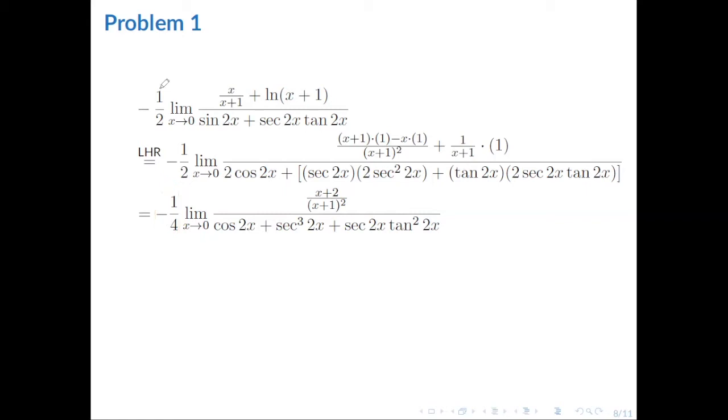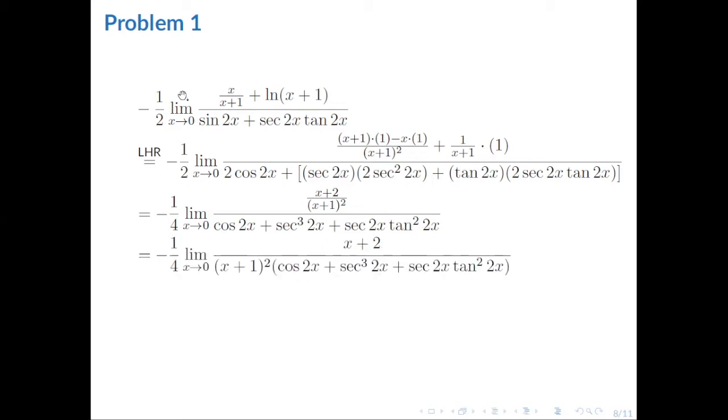So isi-simplify din natin yung numerator and denominator. By simplifying this, we get x plus 2 all over the square of quantity x plus 1. Tapos sa denominator naman, ayan siya. So, apply na natin yung x equals 0. Or ibaba muna natin rather yung x plus 1, quantity squared.